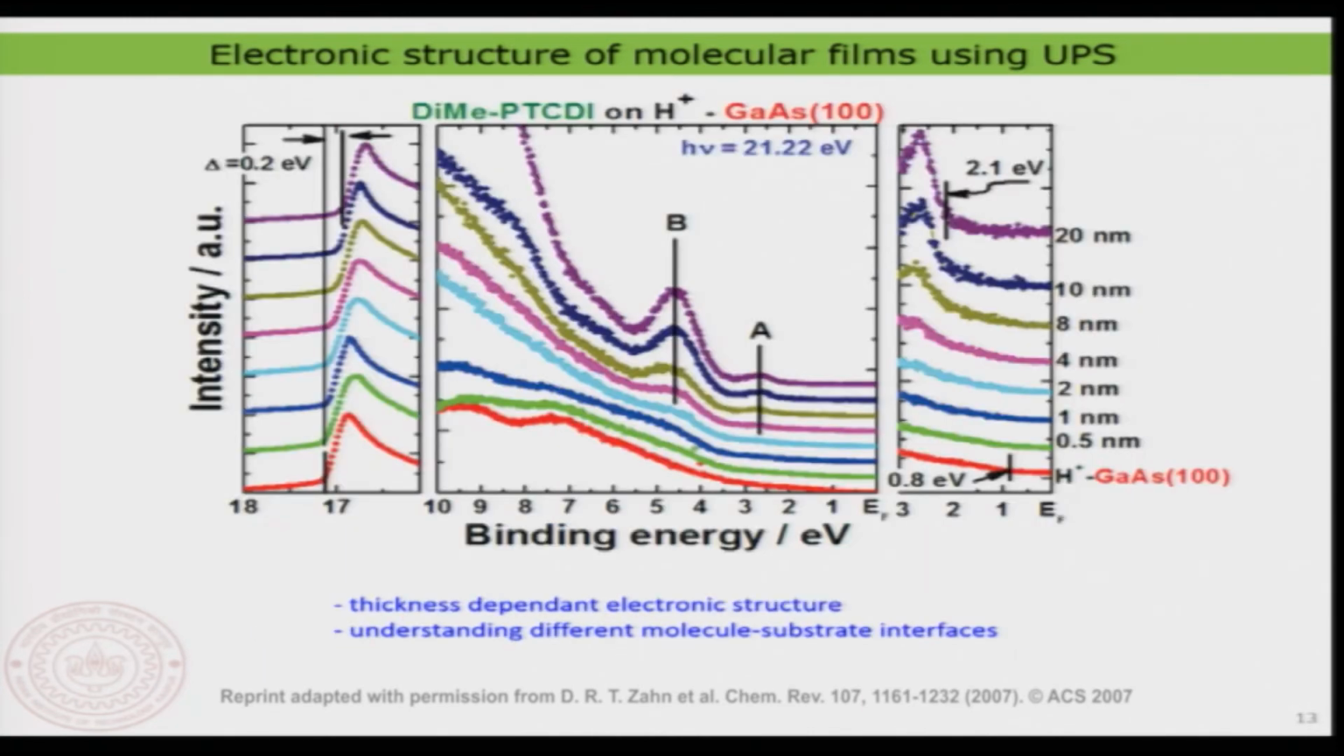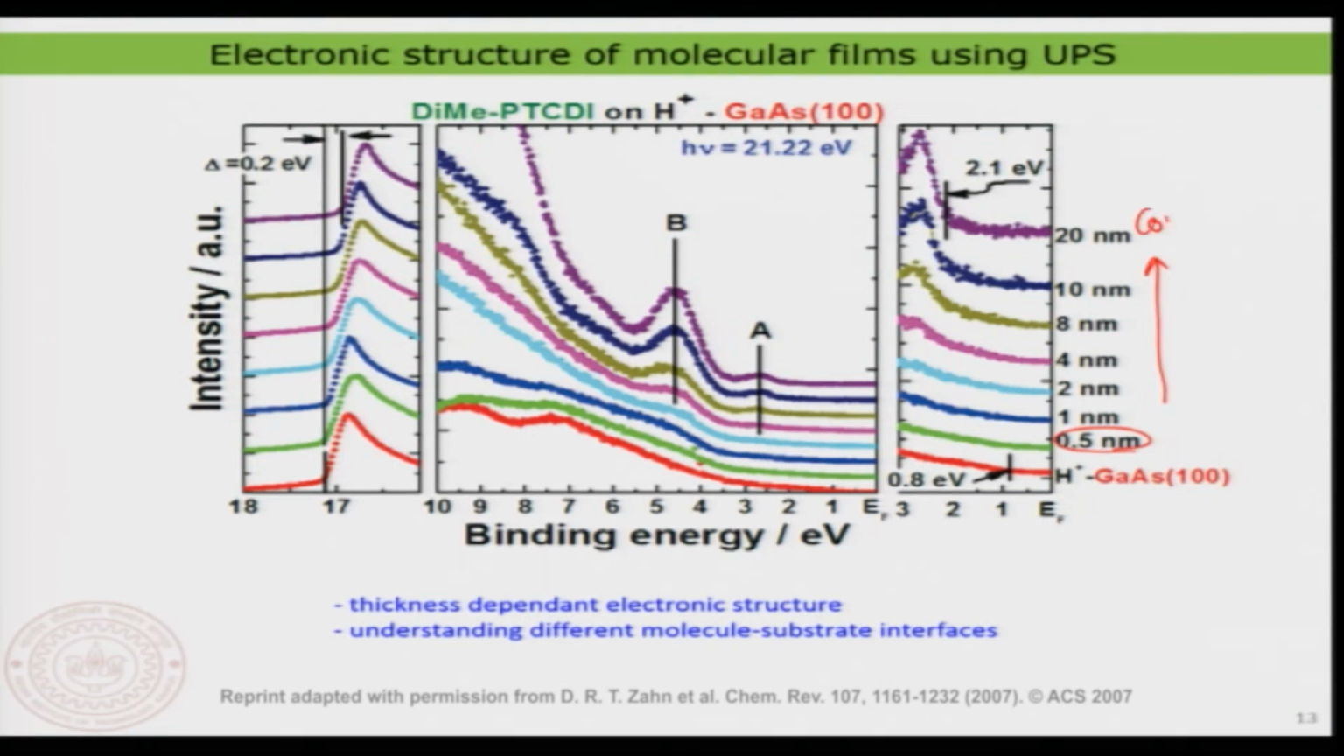Now I want to show you a few more examples. I can also study the electronic structure evolution as a function of thickness. It is again a somewhat similar molecule, the same molecule as in the previous case, but now I am depositing and increasing the thickness of the layer. You can see here it is 0.5 nanometer, showing sub-monolayer coverage, and the coverage is increasing. As the coverage increases, you can see the electronic structure is also slightly modifying.